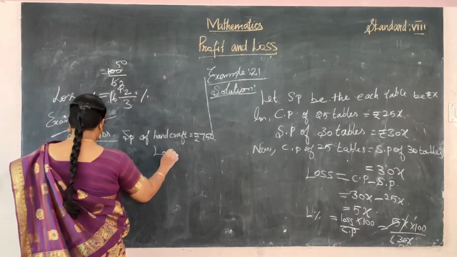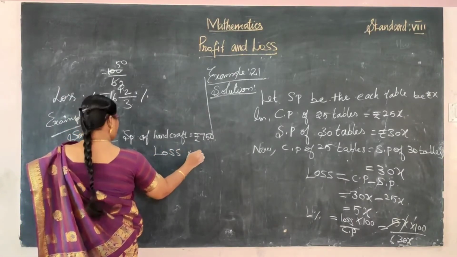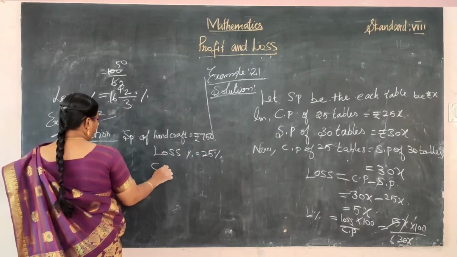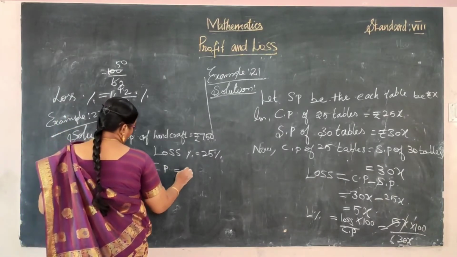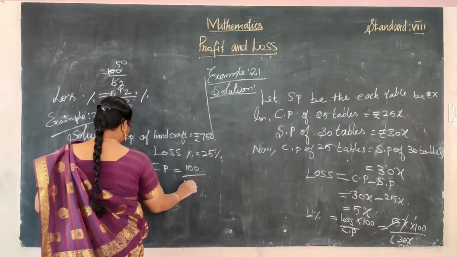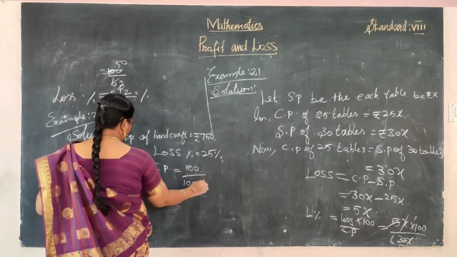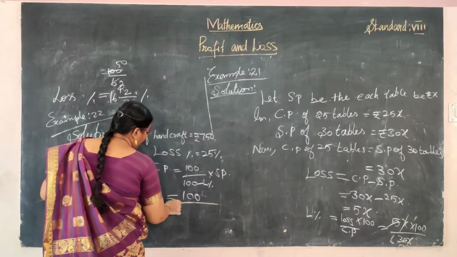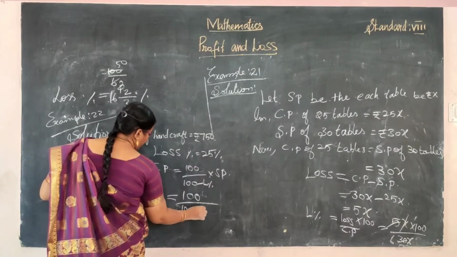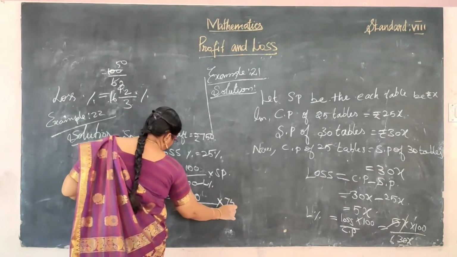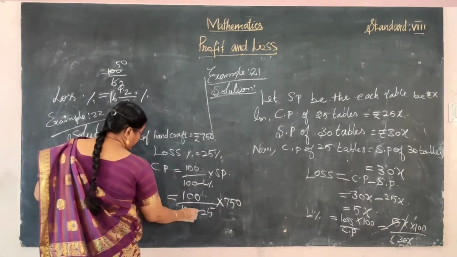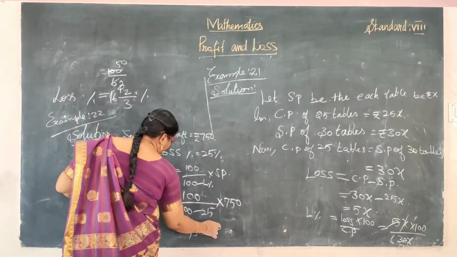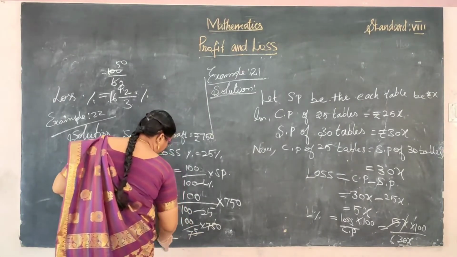And next, the laborer loses, so loss percentage is equal to 25%. Using these two, we find the cost price: 100 by 100 minus loss percentage, into SP. So 100 by 100 minus 25, into SP value 750. Subtract these values: 100 by 75 into 750. 75 will cancel, so we get 1000.